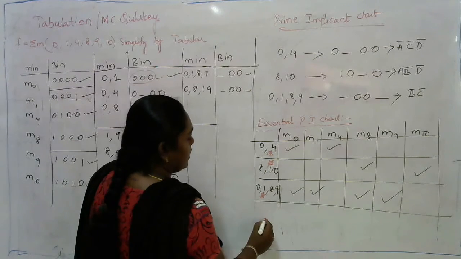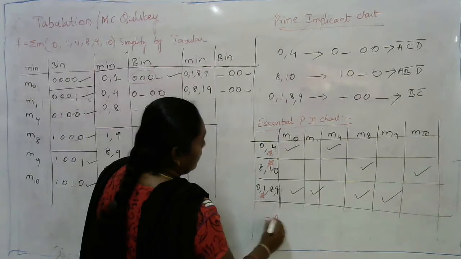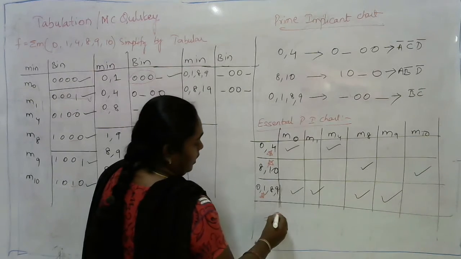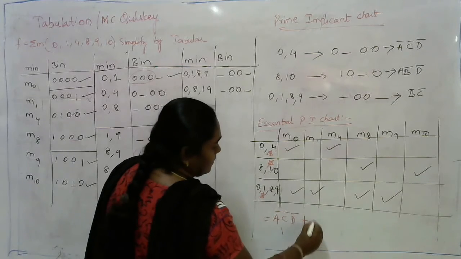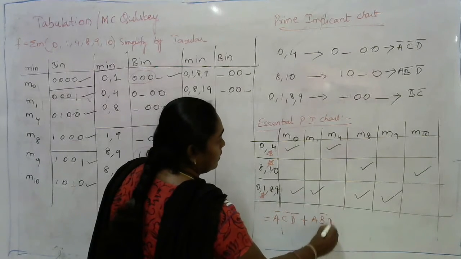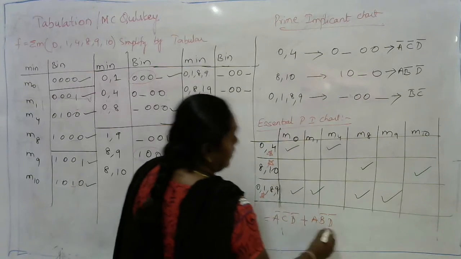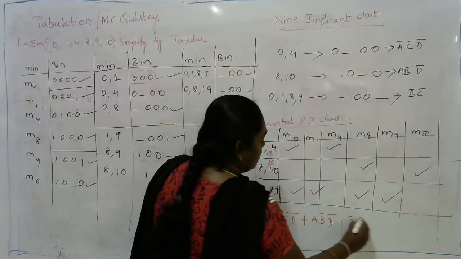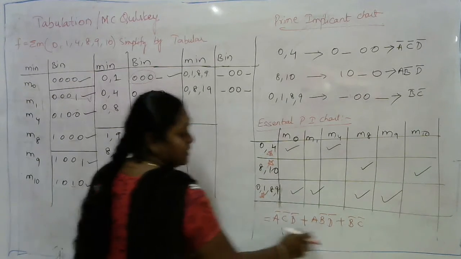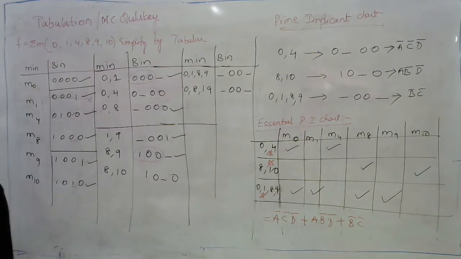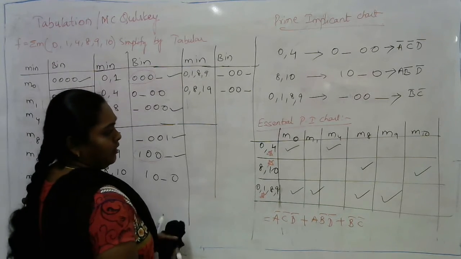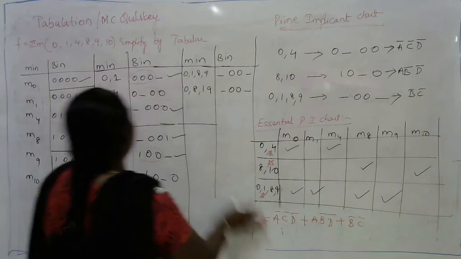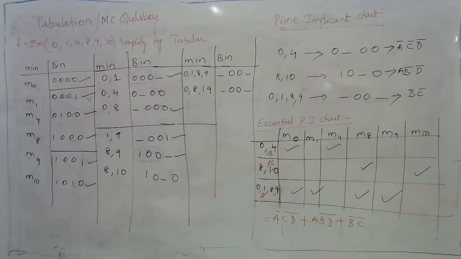So the minimized expression is: minterms 0, 4 give A bar, C bar, D bar; plus 8, 10 give A, B bar, D bar; and 0, 1, 8, 9 give B bar, C bar. So this is the final minimized expression by using the tabulation method. Let me take this as an example for 0, 1, 4, 8, 9 and 10.